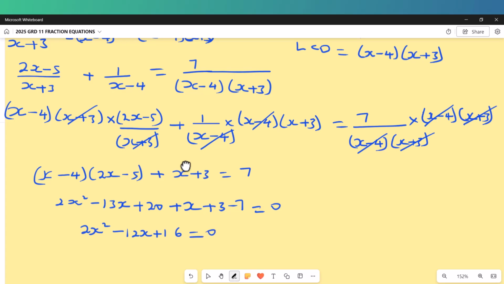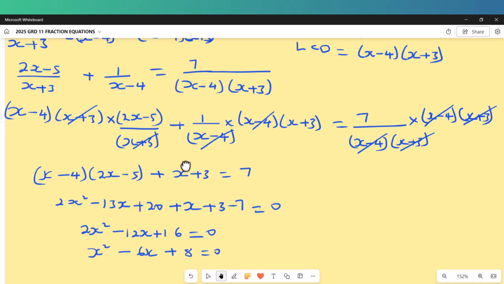Now, as you can see, there's a common factor here, which is 2. So I divide by 2 everywhere. I'm going to get x squared here. Divided by 2 here, I get minus 6x. Divided by 2 here, I get 8 equals 0.